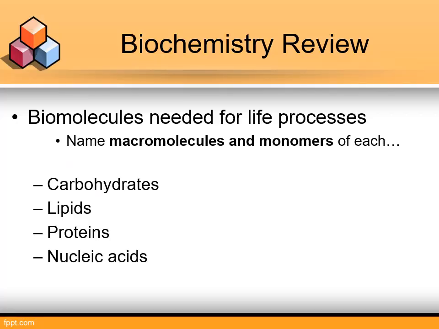So remember that biomolecules are what are needed for life processes. There are 4 major classes of biomolecules: carbs, lipids, proteins, and nucleic acids. We're going to talk about macromolecules and monomers of each. So some examples of macromolecules of carbohydrates: of course, we have glycogen, and we have starch, which is composed of amylose and amylopectin, and we have cellulose.